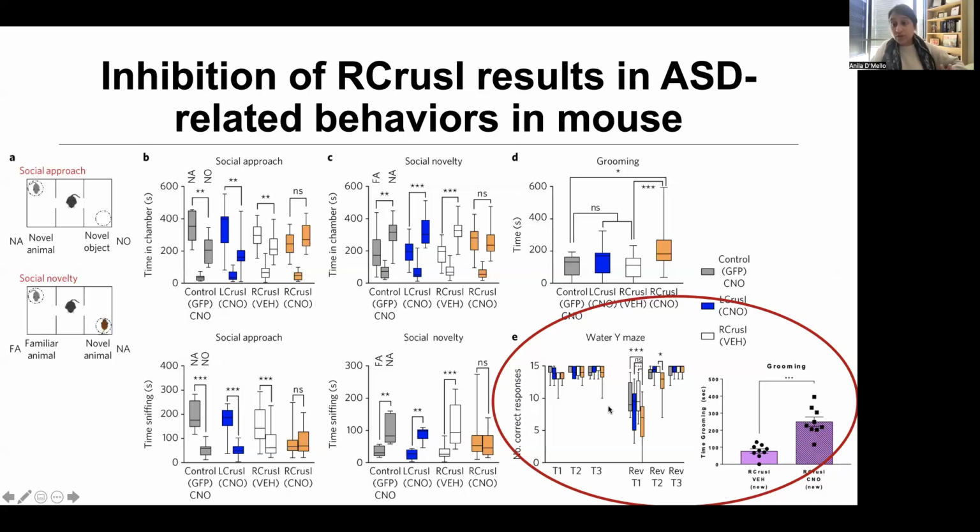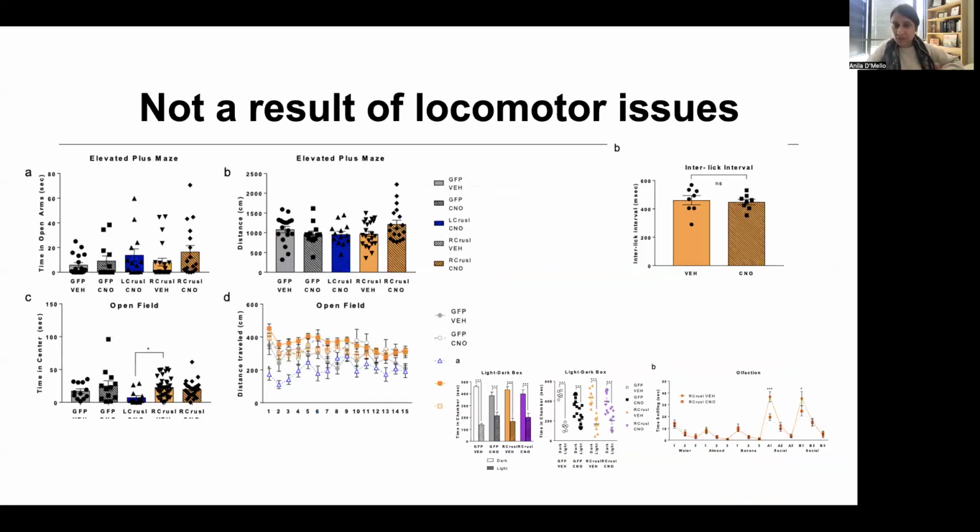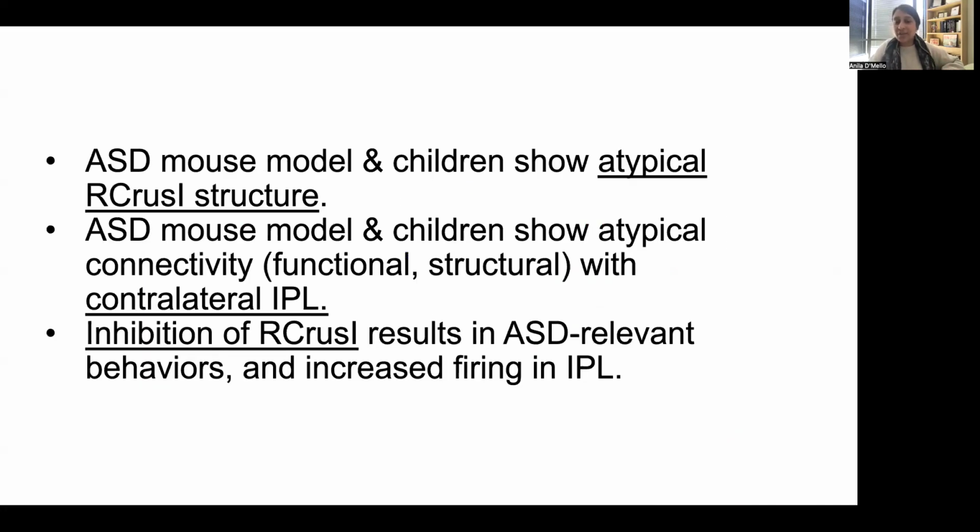Okay, so we see these social issues I circled here, we also see these repetitive behavioral inflexibility issues. So this is really recapitulating the phenotype, let's say, of autism. As Cara mentioned, this isn't a result of locomotor issues, licking differences, visual issues, olfactory issues, at least not that we could find. And so the summary at this point is that both the mouse model and kids show atypical right crus1 structure. Both the mouse model and autistic kids show atypical connections with this contralateral IPL, and inhibition of right crus1 results in ASD-relevant behavior and increased firing in IPL, right?